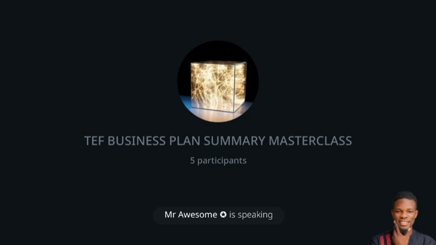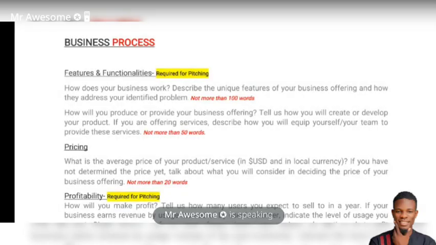Now, what are they asking you? How does your business work? Meaning, how do you deliver your value? Okay, so describe the unique features of your business offering and how you address your identified problem. Now, DEXA have identified the problems of the knowledge gap in the financial markets and the digital skills space. The knowledge gap is the problem, first of all. That is the problem we've identified.